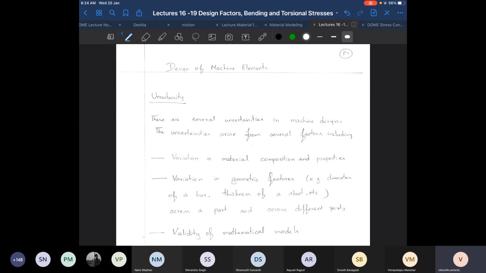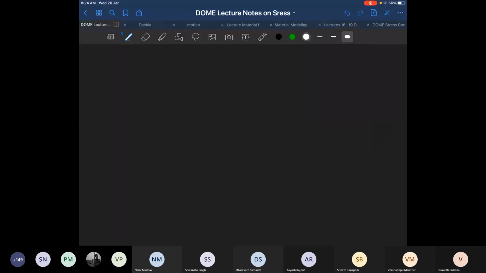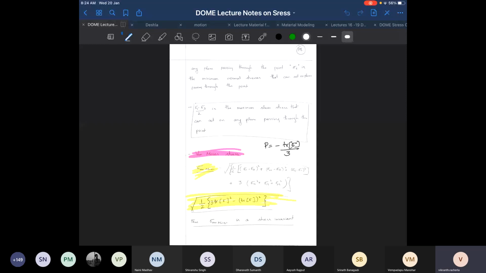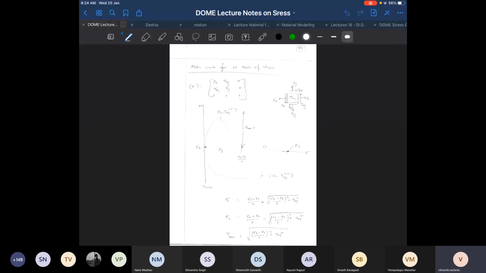Okay. Now, in terms of stress, a couple more things I would like to cover before moving on to other things. So, all of you have been exposed to the concept of Mohr circle, right? Now, what is the purpose of this Mohr circle strategy? What do you use the Mohr circle for?